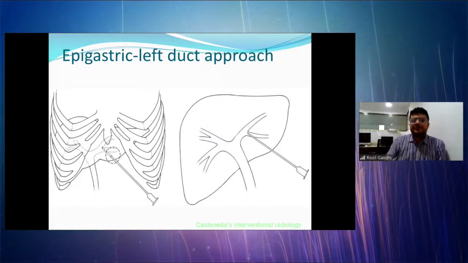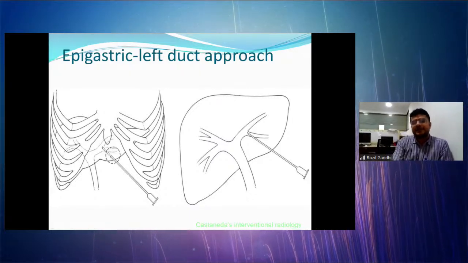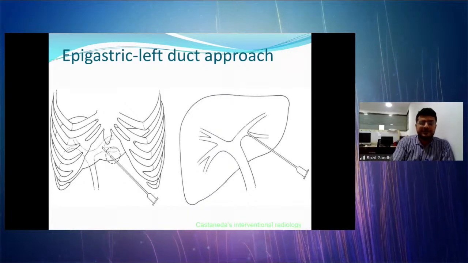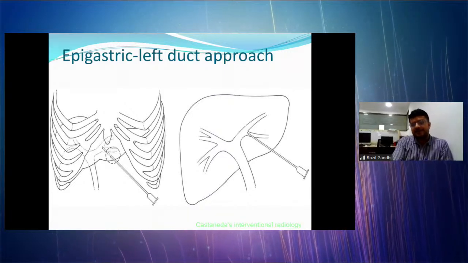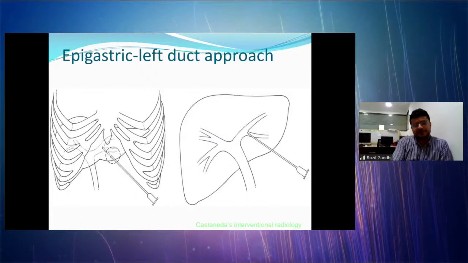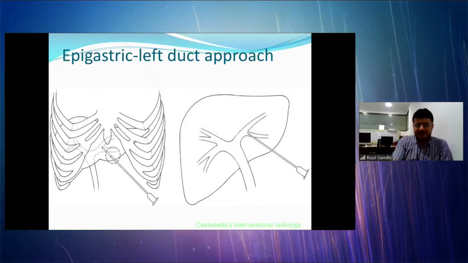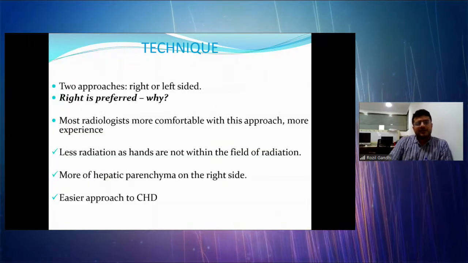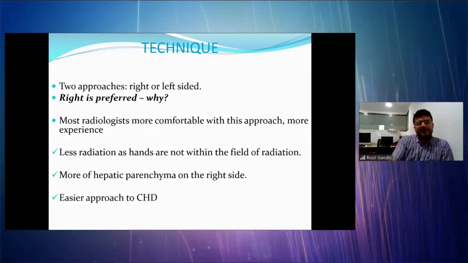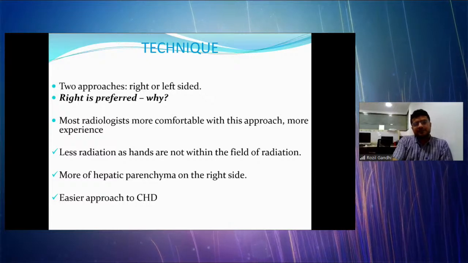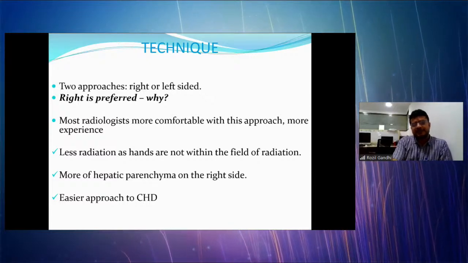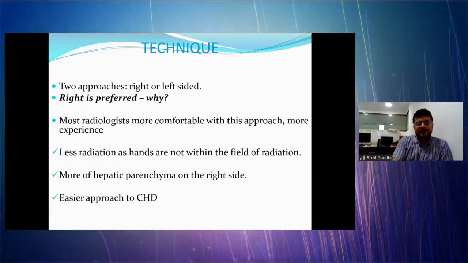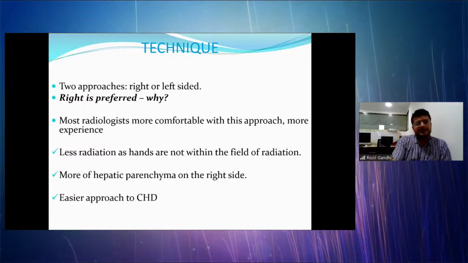But now what we do is we insert the needle under ultrasound guidance. These were all approaches done in blind techniques. But now with the advent of ultrasound and portable ultrasound machines, all the punctures are done only under ultrasound guidance. As I told, the right duct is preferred because there is more hepatic parenchyma on the right side, so less chance of biliary leaks. There is also better maneuverability of the wire from the right side.